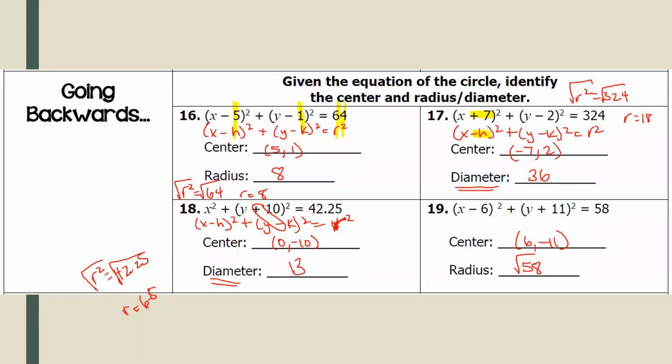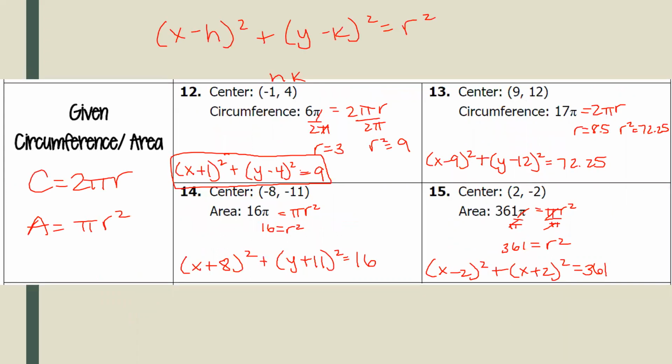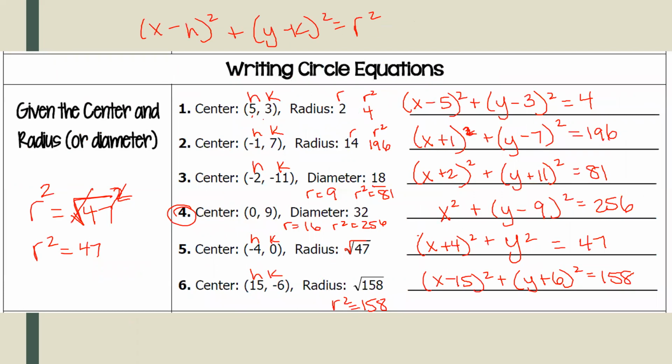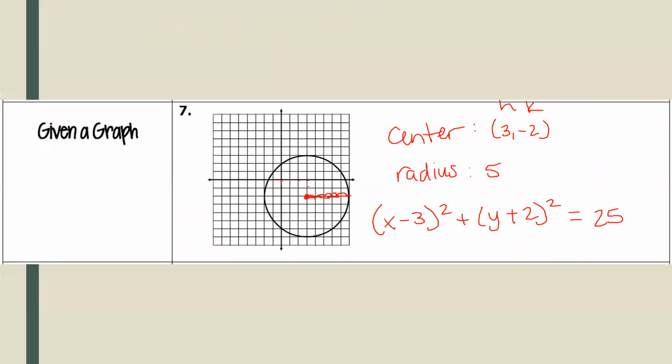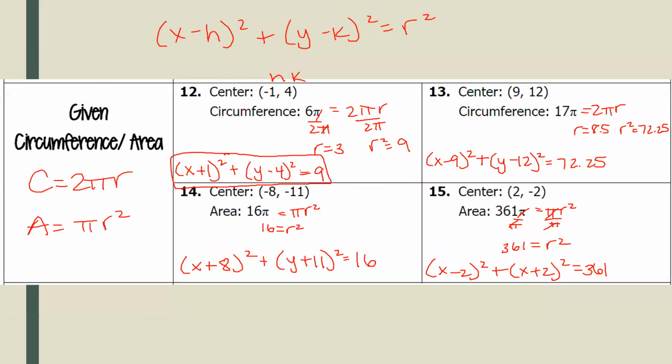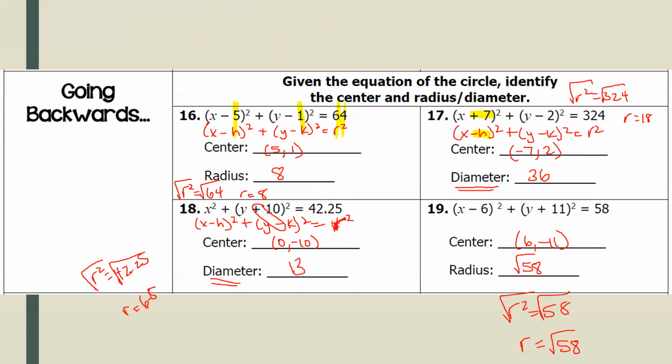So the center of this circle is at (6, negative 11), and the radius, well, just square root 58, right? Because r squared is 58. Take the square root of both sides, and if you put that in your calculator, ooh, it's ugly. So just leave it an exact number, square root 58. Kind of like how we saw at the beginning of this idea back here, when they told us the radius was square root 47 or the radius was square root 158. That's okay. So for this one, our radius was just square root 58. Nice.